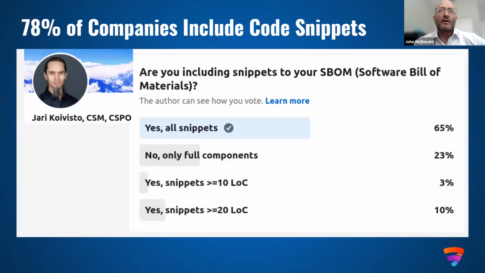A recent poll by Jari Koivisto, who's a prominent figure in the open source community, shows that 78% of companies want to include snippets in their software bill of materials.